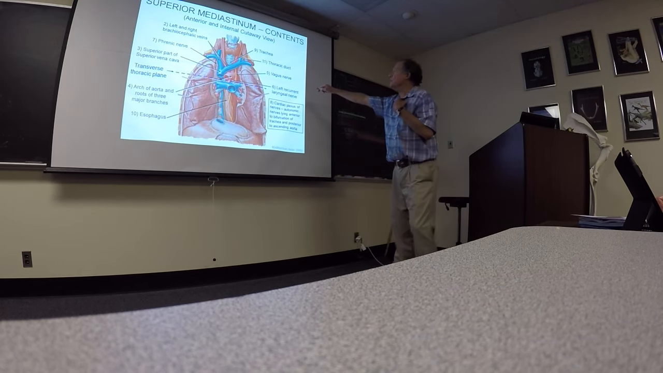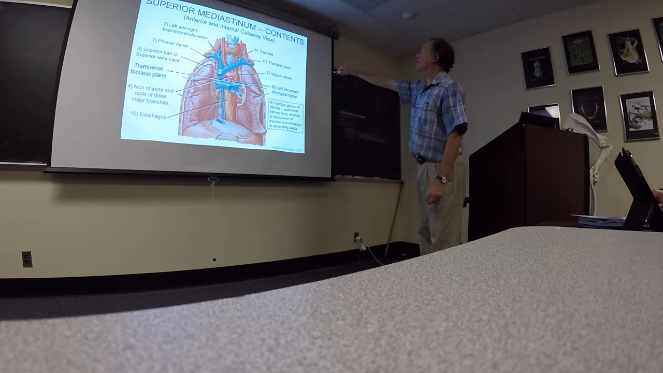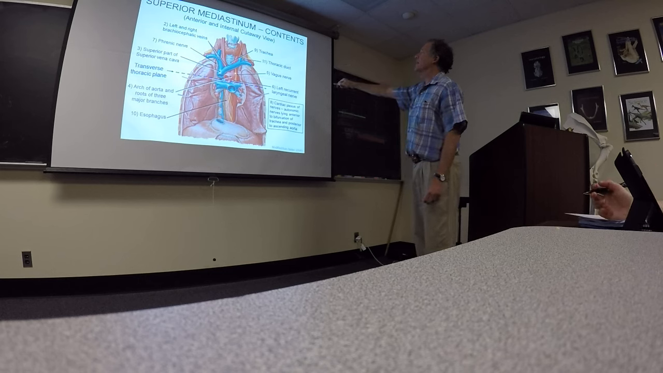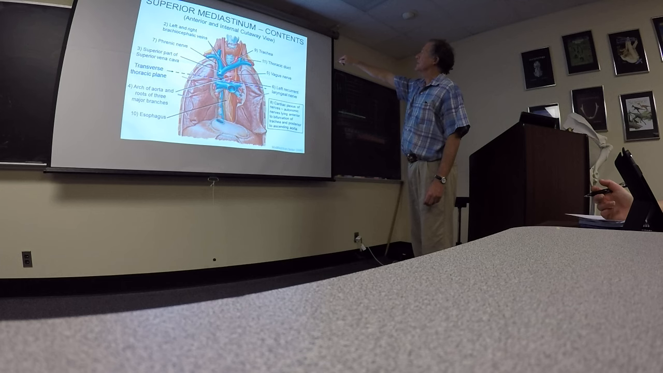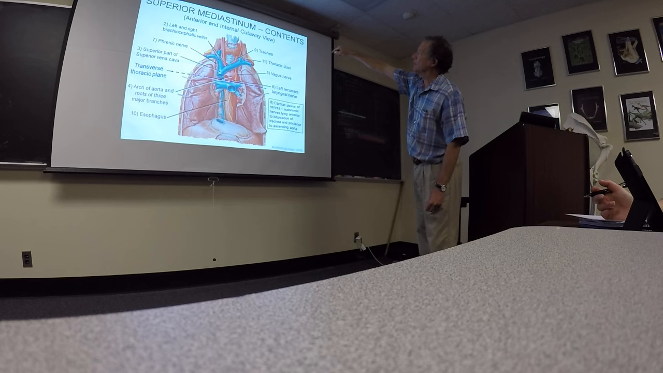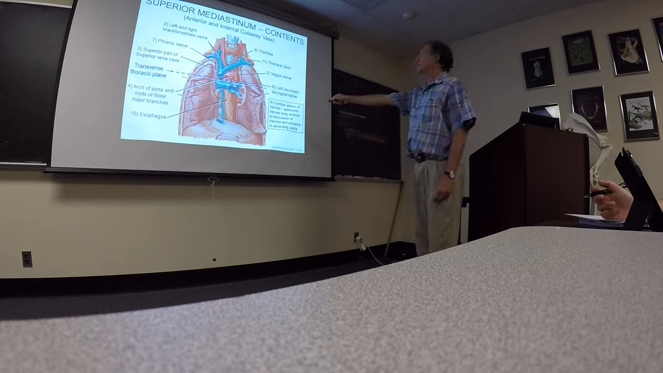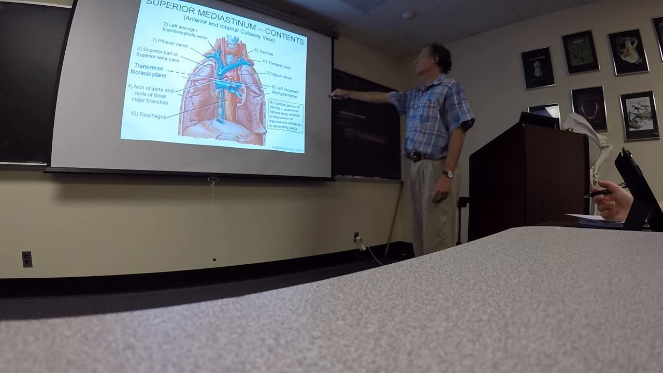Okay, so this is the superior mediastinum, right? There's your superior vena cava, brachiocephalic veins. There's the arch of the aorta. Okay, there's the left common carotid, left subclavian up here, brachiocephalic trunk over here. There's your pulmonary trunk, but that's still in the middle mediastinum.